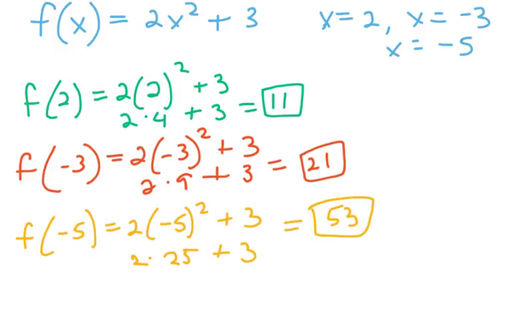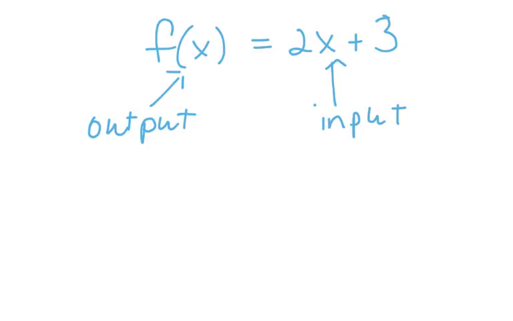So just to sum up, f of x equals 2x plus 3. f of x really is the same thing as saying y equals 2x plus 3, because f of x is my output, the function for any value of x, and it would be the same thing as saying y equals.